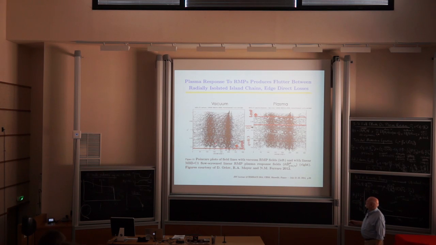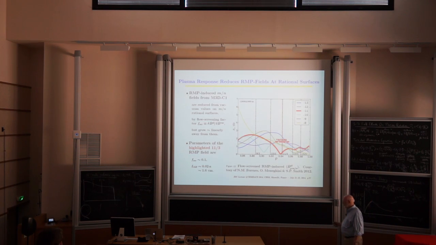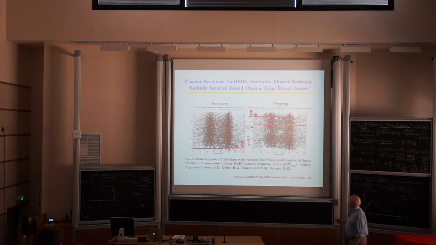And so basically you lost all the field lines outside of 80%, and you should have gotten horrendous transport, 100 to 1,000 meters squared per second. On the other hand, if you now took those magnetic perturbations that came out of M3DC1, the ones that are flow screened on the rational surfaces, and create smaller islands, then you get the picture on the right.